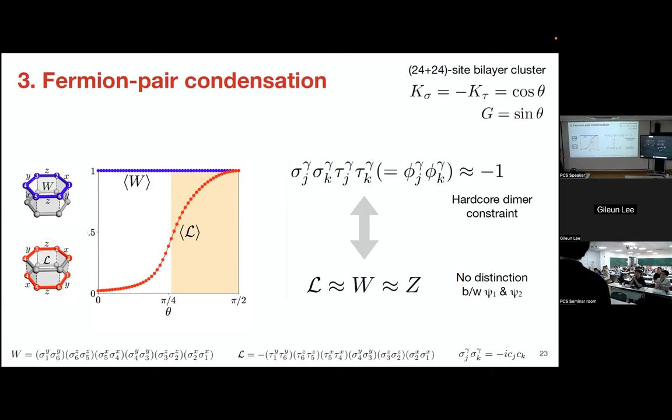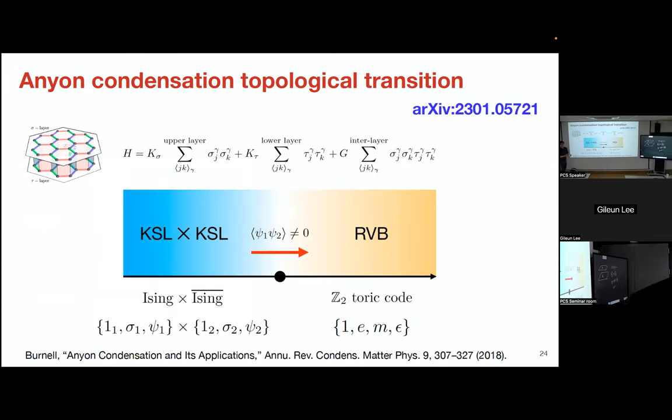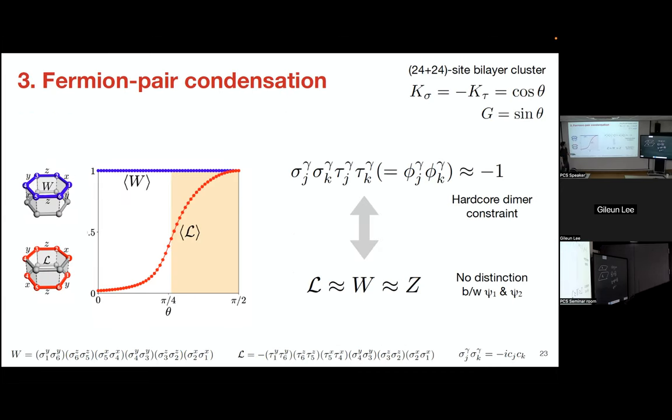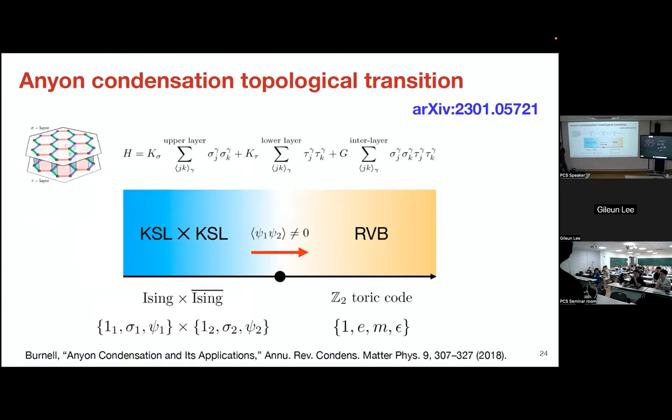And there is a very interesting connection between this ground state local constraint and the fermion pair condensation. Remember this constraint for the dimer Hilbert space, right? If we use this constraint, then we can show that this L operator is identical to this W_P operator and also the G_P operator. They are the same thing, meaning there is no distinction between the upper layer fermion and the lower layer fermion. So the emergence of the RBB state is basically due to the fermion pair condensation in this Kitaev spin liquid bilayer. So this is the summary slide.